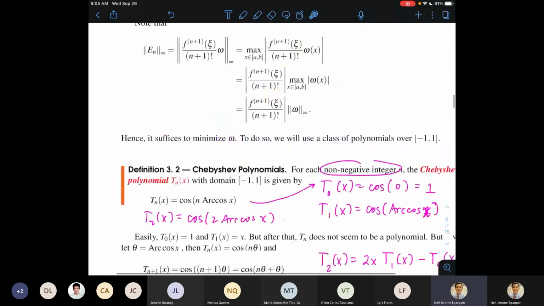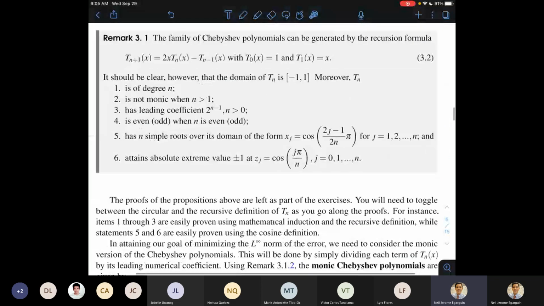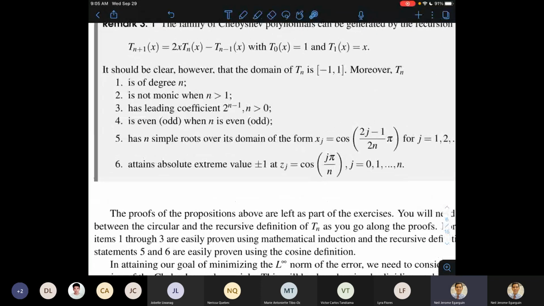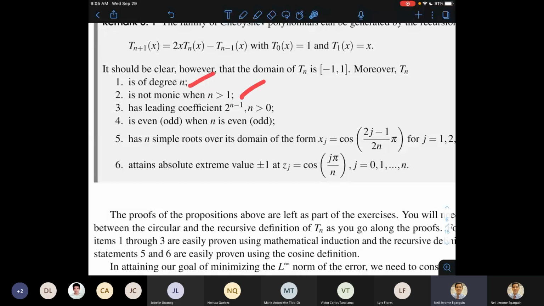Now, these properties are summarized in remark 3.1. Okay? So degree n, hindi siya monic, ang leading coefficient niya ay 2 to the n minus 1. Now, some other properties, T sub n is even when n is even, and it is odd when n is odd. And then of importance to us are properties 5 and 6. Okay? Ano yung sinasabi ng properties 5 and 6?